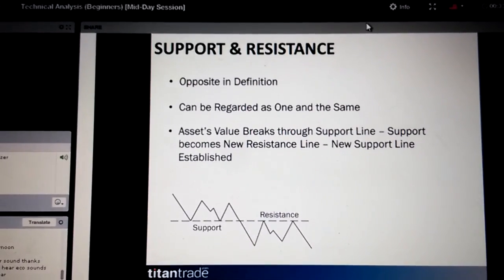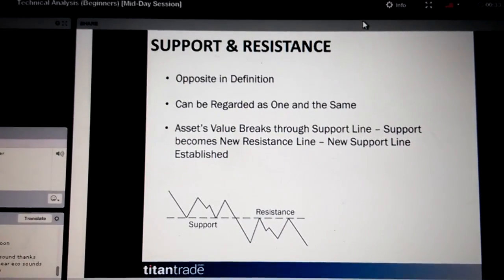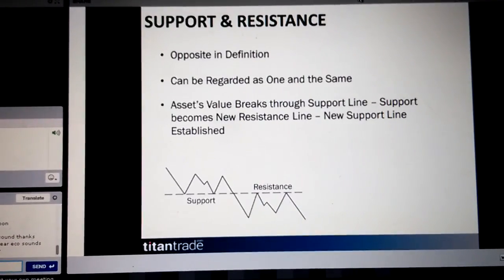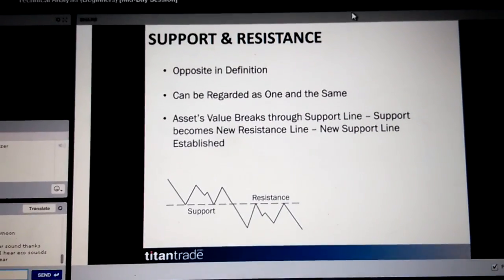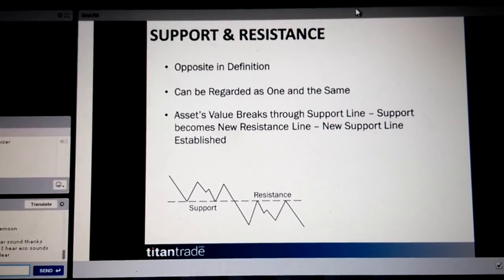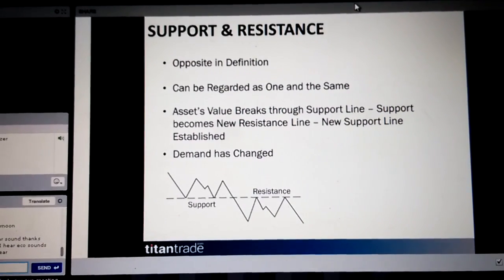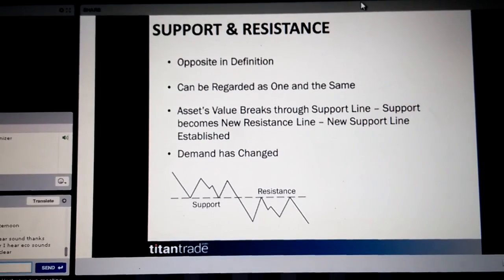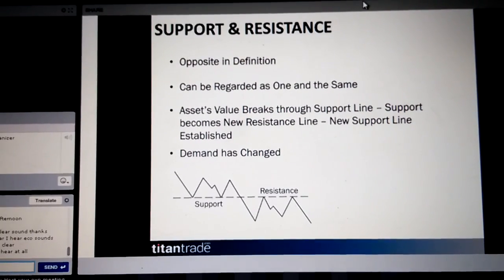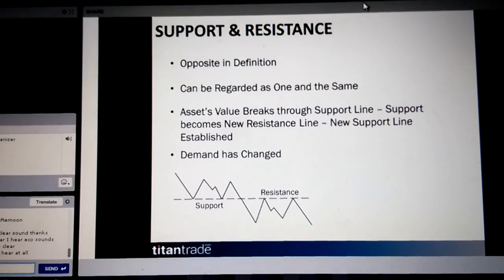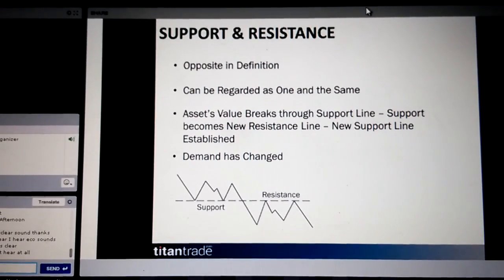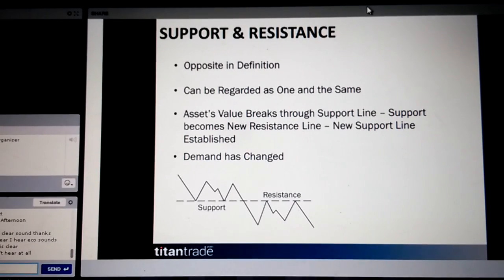Now, when a support or resistance line is broken through by the asset's value, it basically means that the perception of the asset has changed. It's now regarded differently. Essentially, the demand has changed. And that's exactly what support and resistance levels are. They're essentially a way for us to visualize supply and demand. See if there's a lot of support, if there's less demand, and what can be done about that.